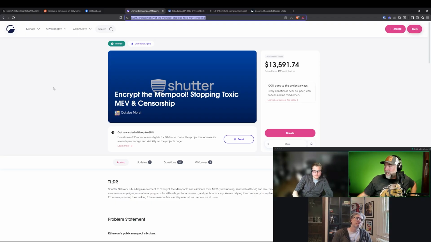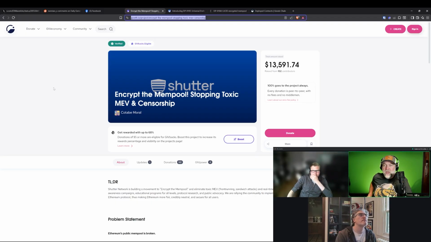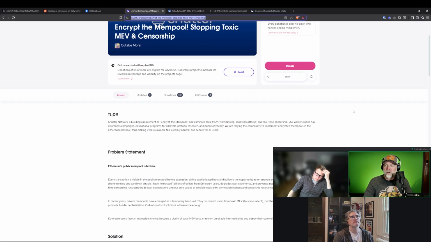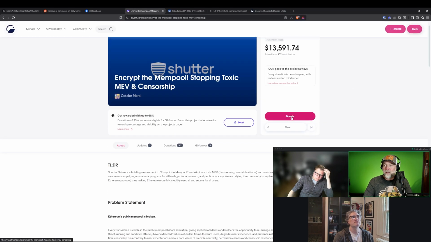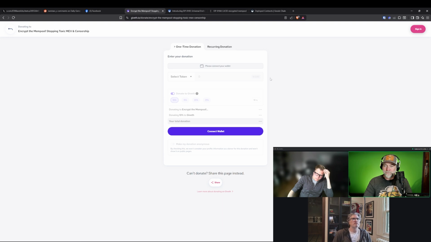I'm going to bring up this website. I've already donated to this cause. If you go to giveth.io, Encrypt The Mempool, stopping toxic MEV and censorship, is currently getting contributions. Yesterday I think there were only like 90 contributors. Now we're at 102. I donated $10. I'm going to go ahead and just donate some more while I'm at it.